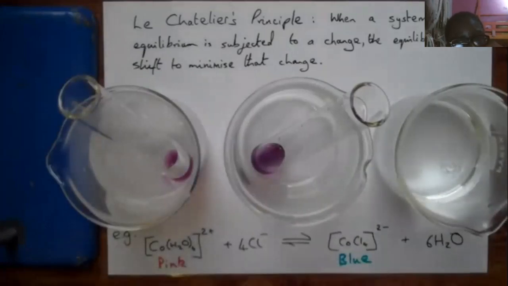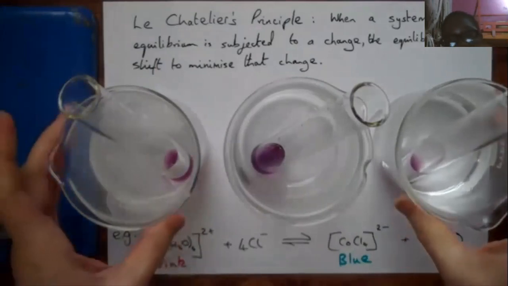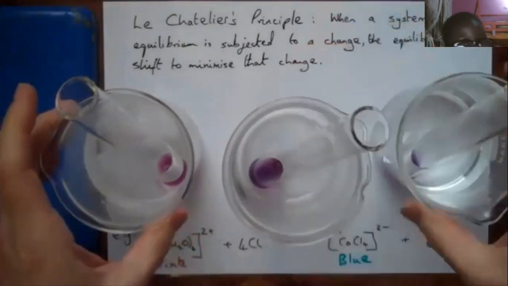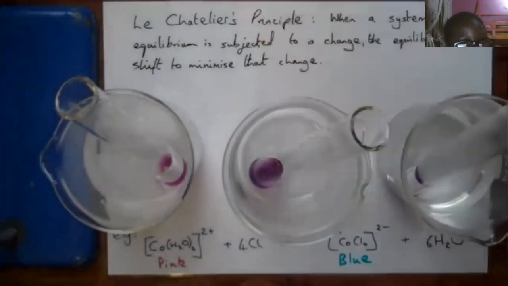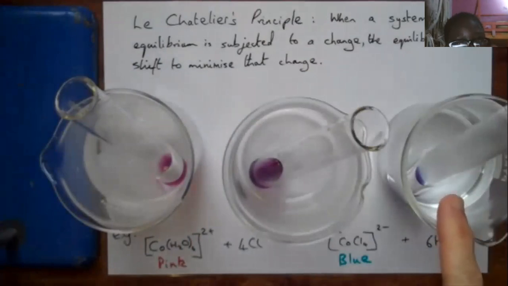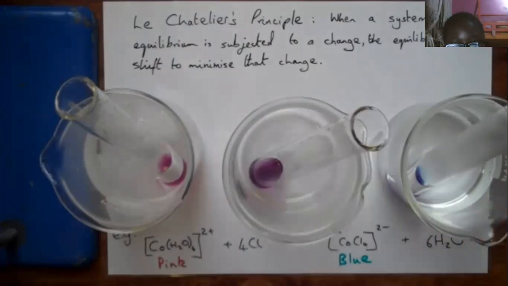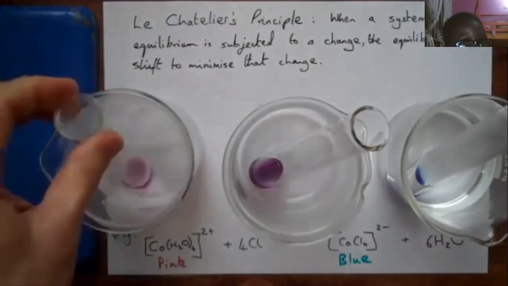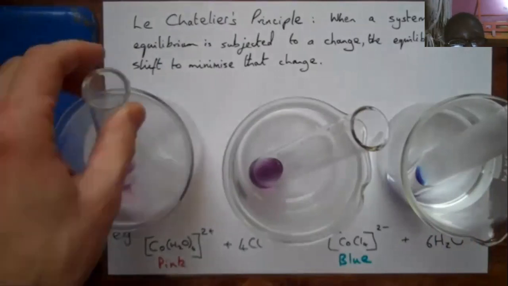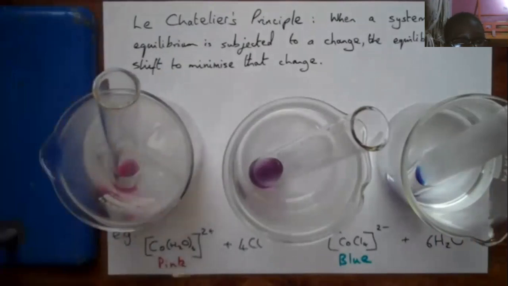Let's see if we can spot any difference. So we'll give them a few seconds to shift. Remember what we've done. According to Le Chatelier's principle, if we subject an equilibrium to a change, the equilibrium will shift to minimize that change. So if I heat something up, it will go in the direction that tries to cool it down, and that is the endothermic direction. If I cool it down, it will go in the direction that tries to warm it up, the exothermic direction.